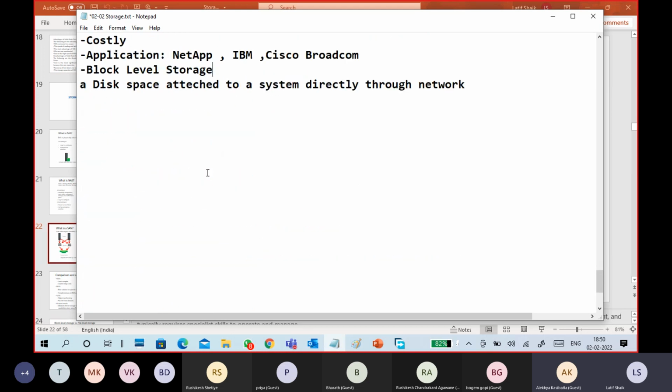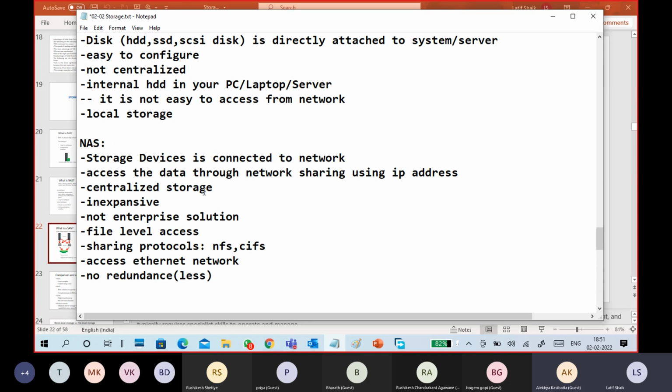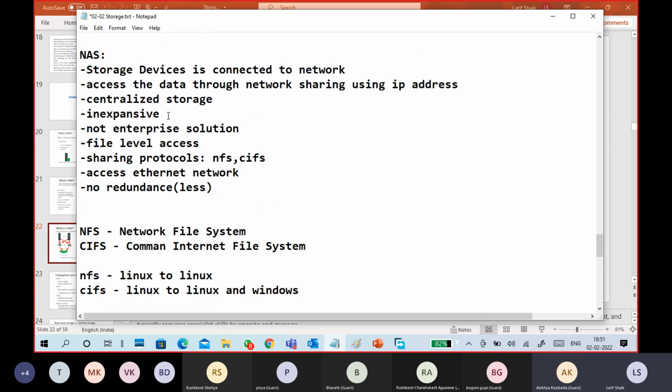SAN, guys, very simple. NAS and SAN differences. If you are asked a question about NAS and SAN differences: Network attached storage, storage area network. That's the first difference. The names are different.